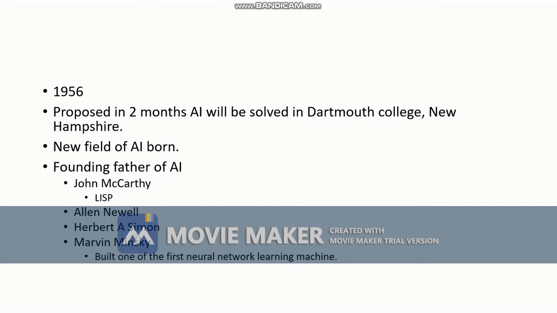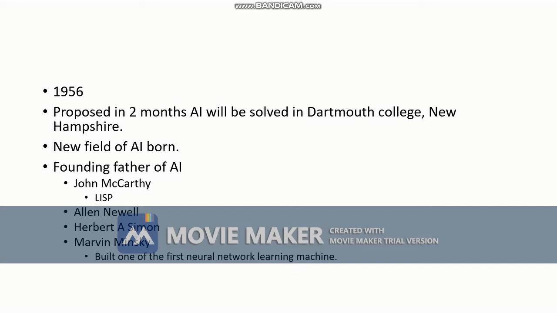So it is at Dartmouth College that the new field of AI was born. There were four people involved in this, and they were known as the founding fathers of AI. The first one is John McCarthy. He has made many contributions in the field of AI, and he is the one who introduced the language Lisp. It was a language that was used in the 1970s or something like that. So Lisp was introduced by John McCarthy.